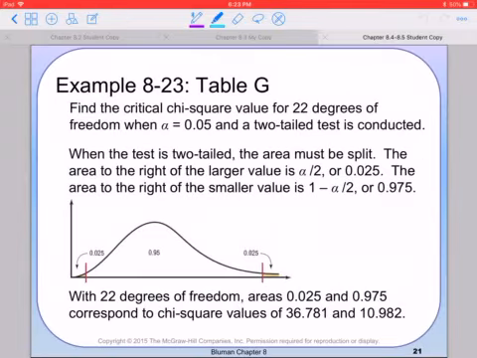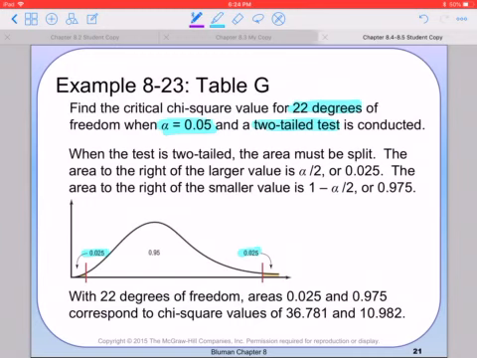So the two-tailed test is a little bit more difficult here. We got our 22 degrees of freedom. Our alpha is 0.05. We're going to split the area into two. So we have our right tail is 0.025 area, and the left tail is the same. And so then we have to be a little bit more careful. We got our area in the middle is 0.95. That's not a problem. But when we look things up on the table, we have to be careful here.